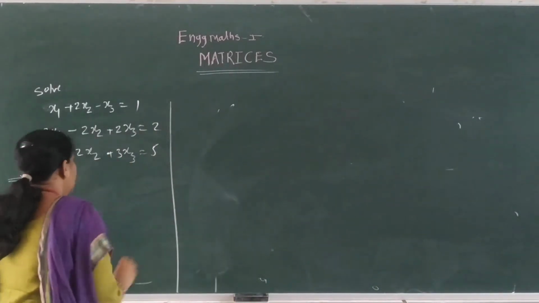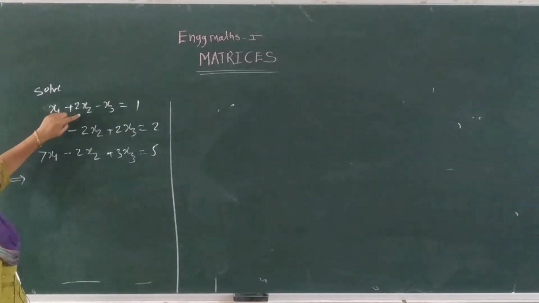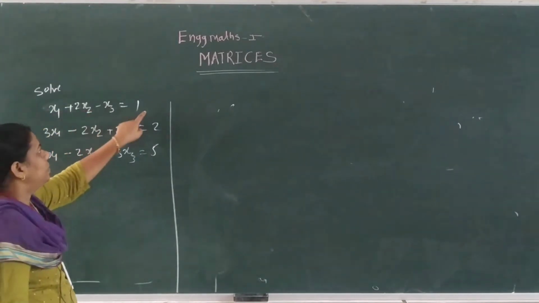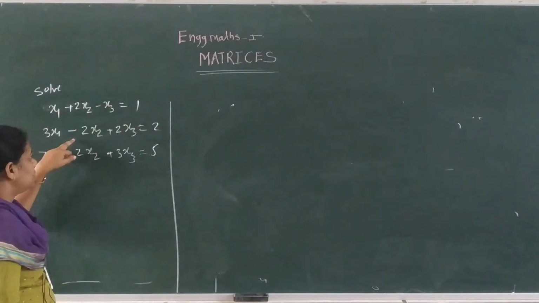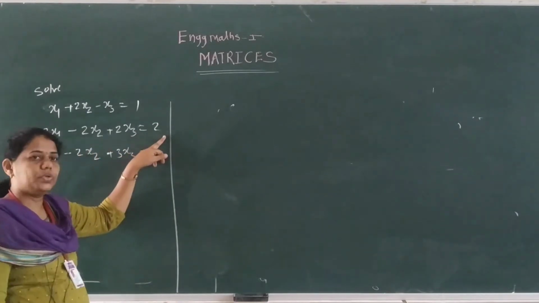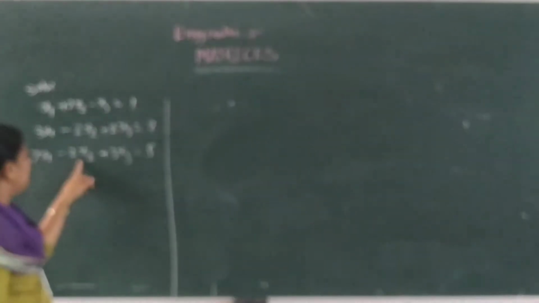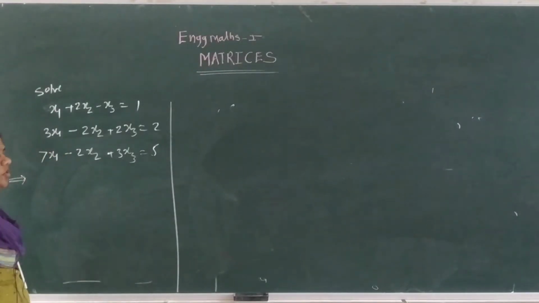Solve x1 plus 2x2 minus x3 equals 1, 3x1 minus 2x2 plus 2x3 equals 2, and 7x1 minus 2x2 plus 3x3 equals 5. This is a non-homogeneous equation. Why? Because on the right side of the equations, all the constants are non-zero. Let's see whether this has a unique solution, or is inconsistent, or consistent.